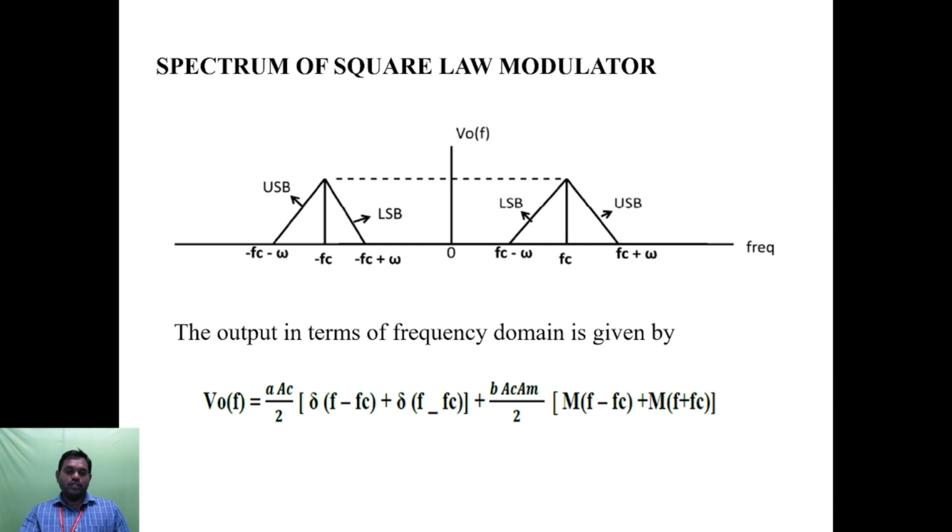The output in terms of the frequency domain is given by, here we are finding the value with the help of the LC tuned circuit. So the output of the LC tuned circuit Vo of f is equal to A Ac by 2 into [delta of (f minus fc) minus delta of (f plus fc)] plus B Ac Am by 2 into [M of (f minus fc) plus M of (f plus fc)]. So this is the output in terms of the frequency domain.